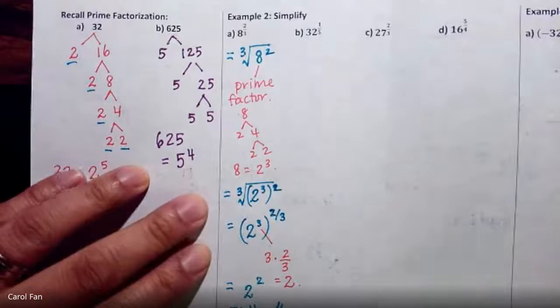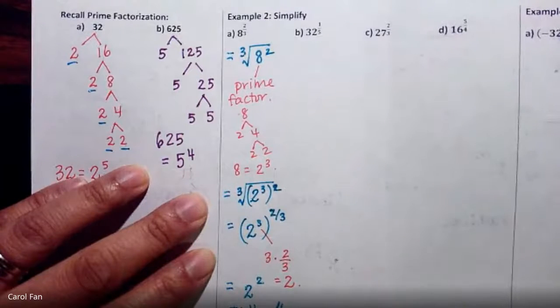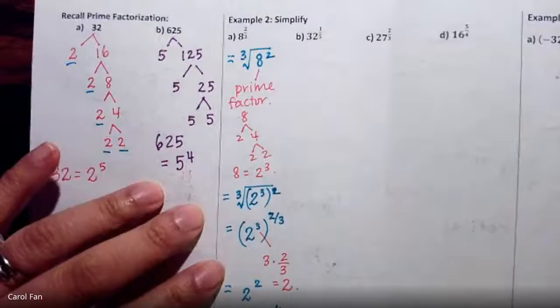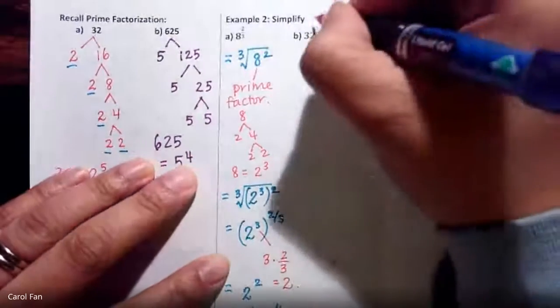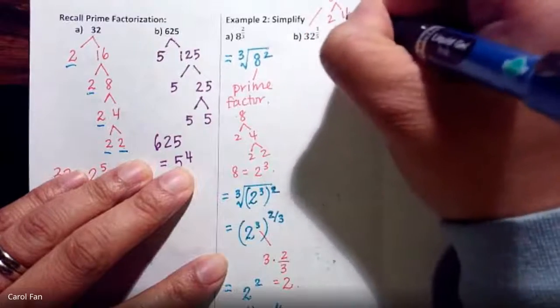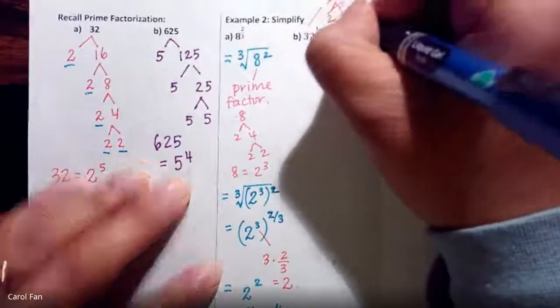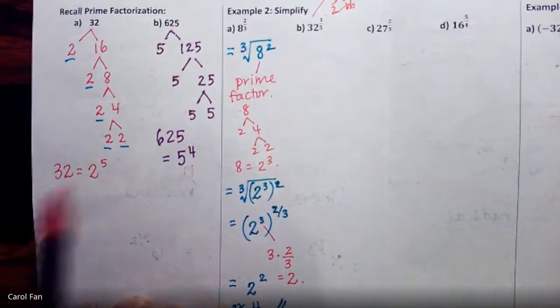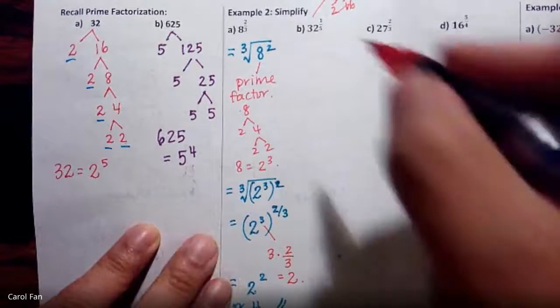B, 32 to the 1/5. Main thing, let's do our prime factorization so that I can rewrite what's going to be in the radical. So 32, 2 and 16. Oh, actually, we don't need to do that because we've actually done it here before. 32 is equal to 2 to the 5th power.